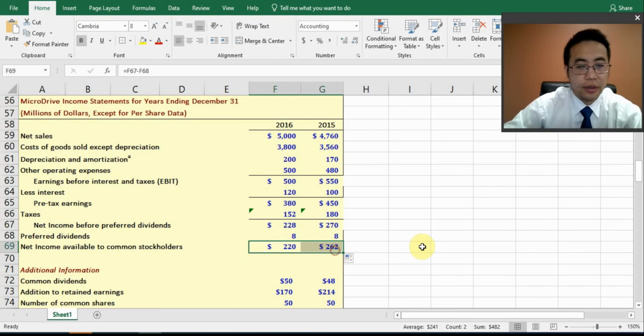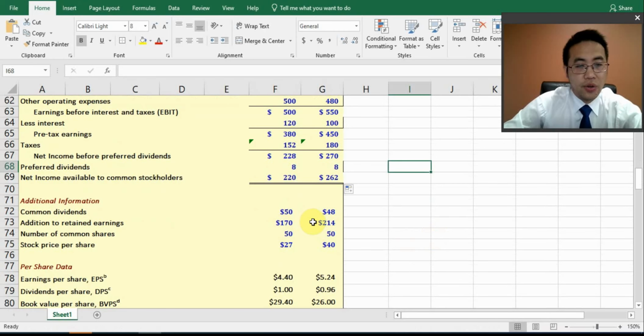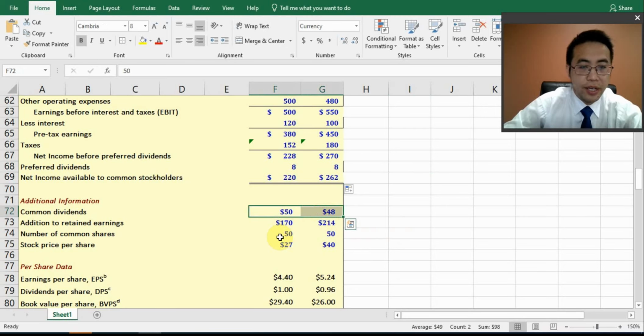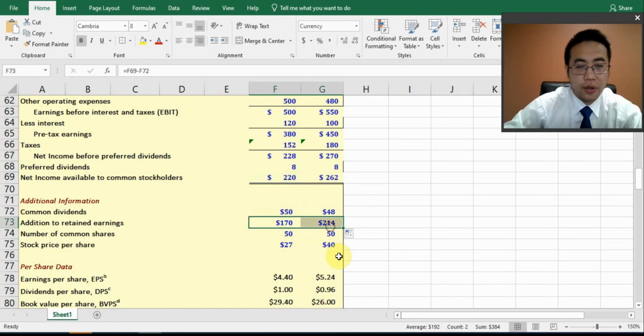And then drag it. All right, you also have this additional information. So common dividends should be given, and the addition to retained earnings, that is the net income available to the common stockholders minus the common dividends. Okay, then drag it to the right.